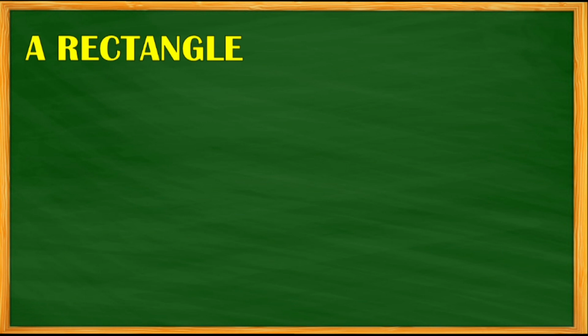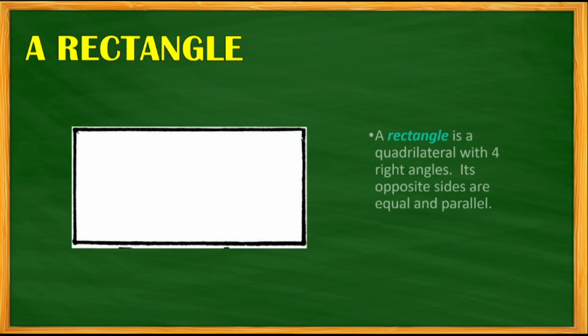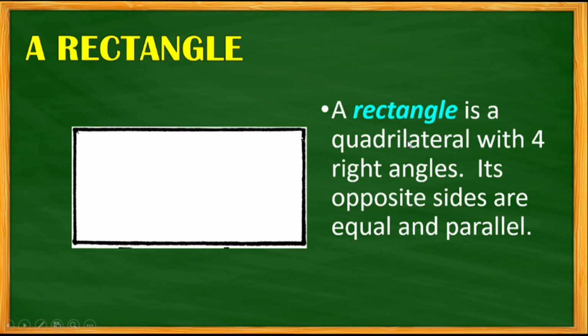So now let's define a rectangle. A rectangle is a quadrilateral also with 4 right angles, and its opposite sides are equal and parallel. There are 4 right angles and its opposite sides, the opposite of this one is this one, are equal, and the opposite of this one is this one, they are equal and parallel. When we say parallel, the lines never meet.